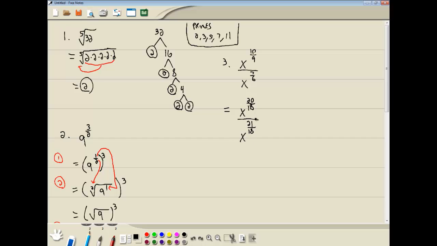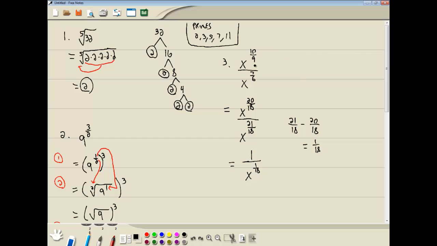Now obviously, the larger one is down here. So again, if you have x to a power over x to a power, you subtract the smaller exponent from the larger one. Let's try to write a little bit better. There we go. So 21 eighteenths minus 20 eighteenths gives us 1 eighteenth, and we have x to this power where our larger exponent was, which was on the bottom. So I got x to the 1/18, and then a placeholder of 1 up here. When everything disappears, you're always left with a 1.